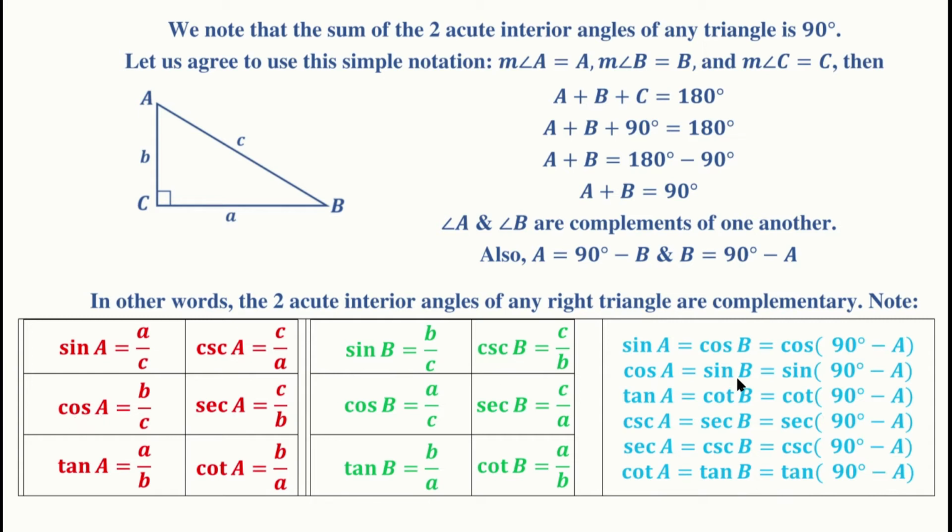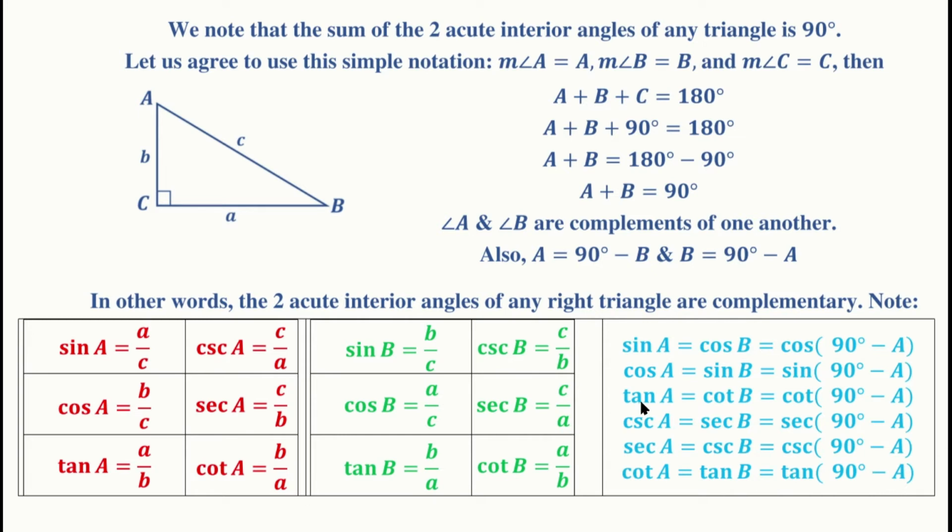Notice that the cosine of A is the sine of B. Here is cosine of A, and there is the sine of B. Notice they're both B over C. And again, that means it is equal to the sine of, and remember, B is 90 minus A again, right?